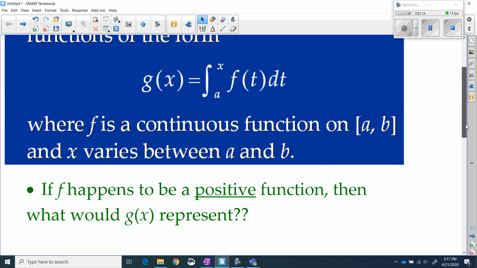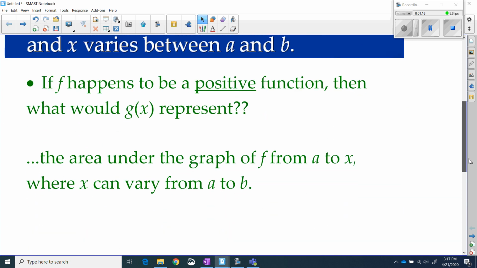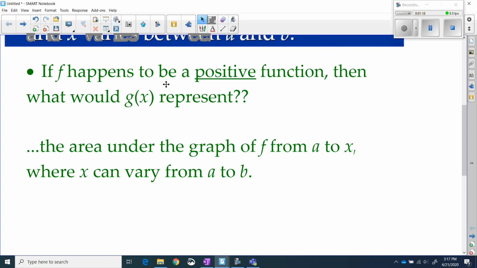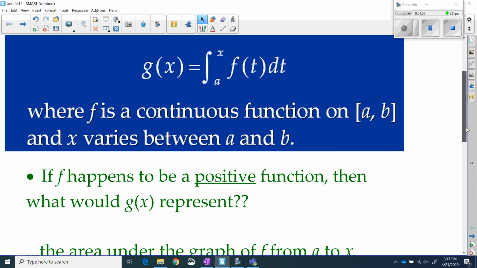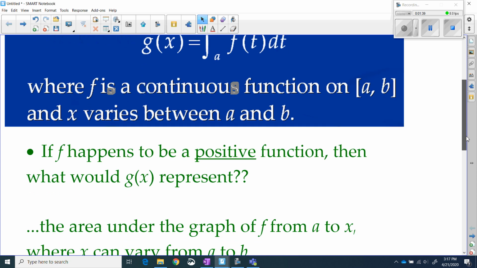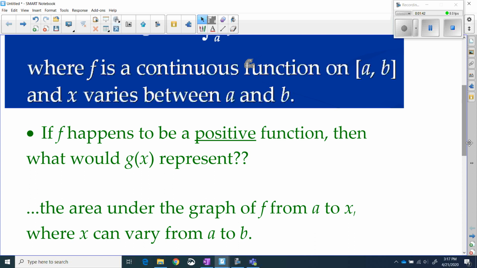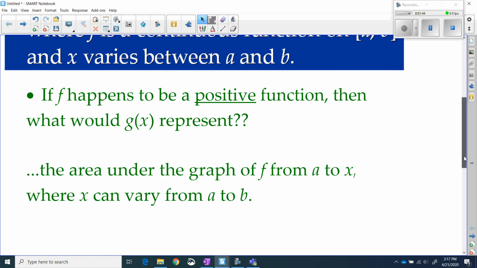Just going on that notion of area below a curve being an integral. So if I have this notation, it's saying determine the area below the curve, whatever this is, starting at a, ending at x, whatever a and x might be. If f happens to be a positive function, then g of x would be the area under the graph. So you can see down here, from a to b.